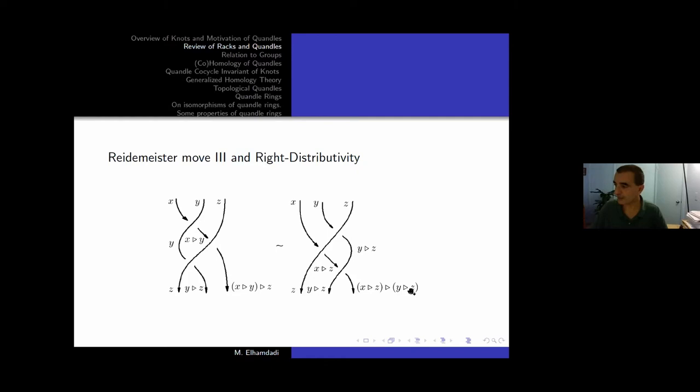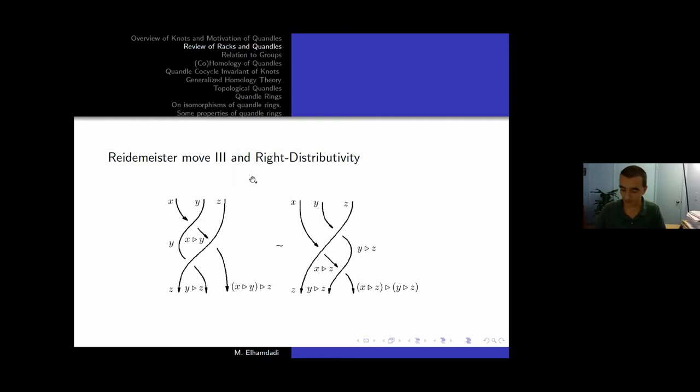equal, basically the right distributivity. Now this is the motivation for where the axioms of quandles come from, and we will see later that Sergei Matveev and David Joyce have a big theorem saying that some knots are equivalent if and only if some quandles are equivalent, are isomorphic. Okay, we will get there in a little bit.